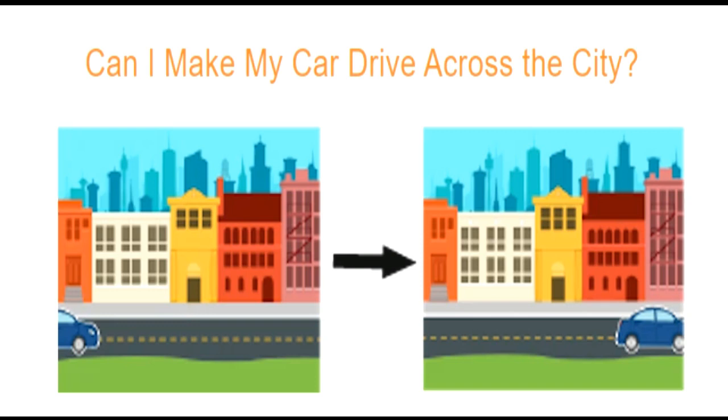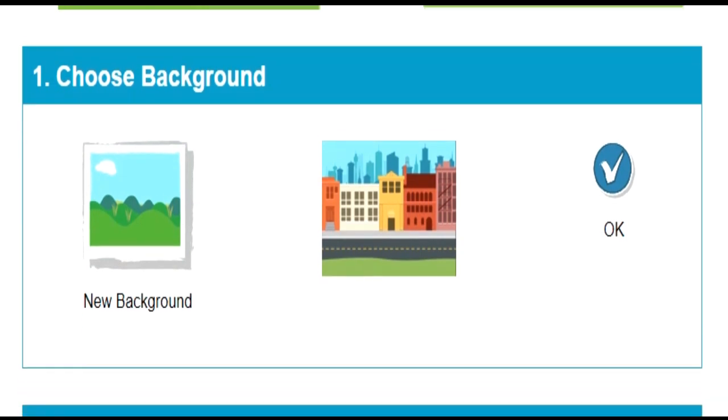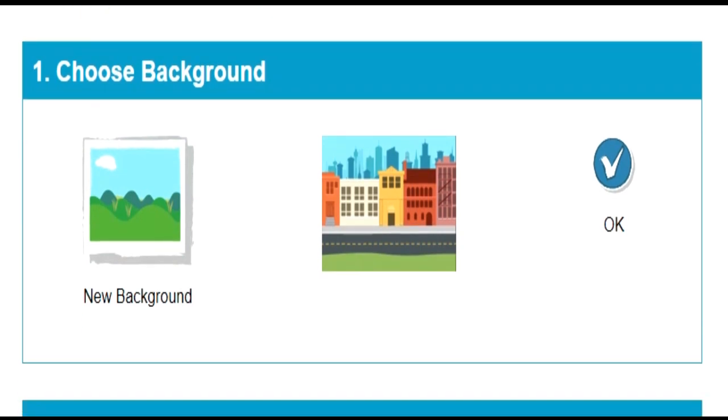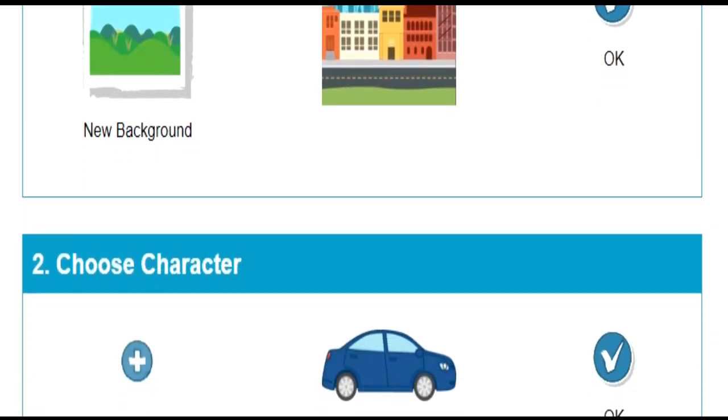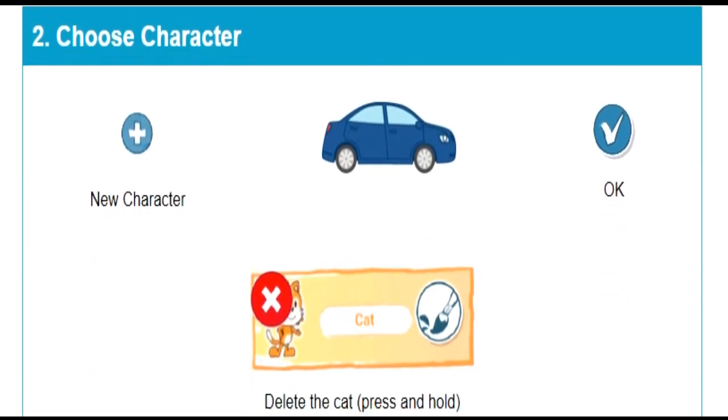Now let us see how we can make a car drive across the city. For coding a car driving across the city, first of all choose a background by clicking on new background and then click OK. You have to choose a background in which you can see a road because you have to drive a car. Next you have to choose a character. Here you can choose a car or any kind of automobile. Do not forget to delete the cat.